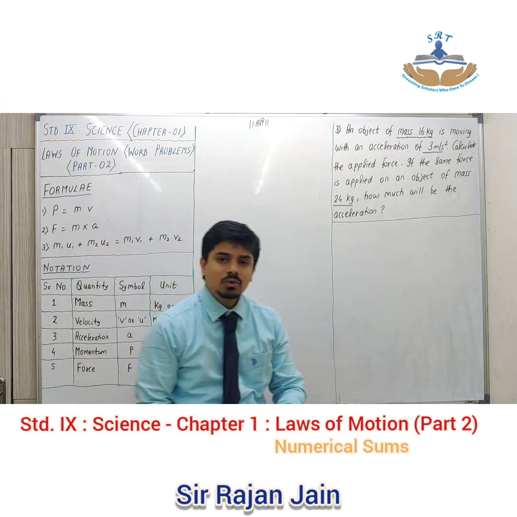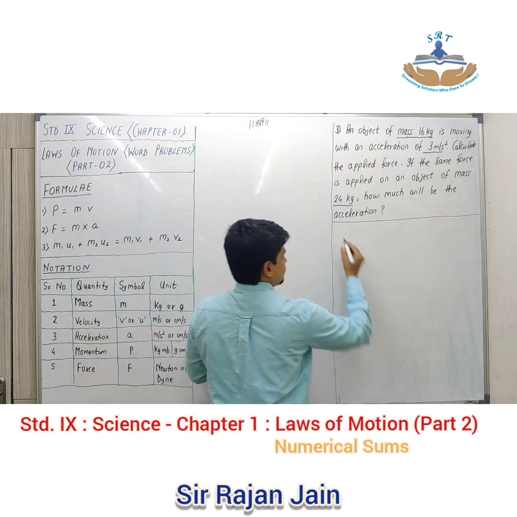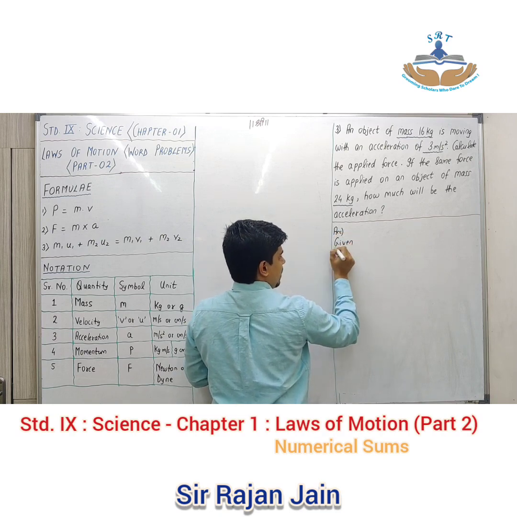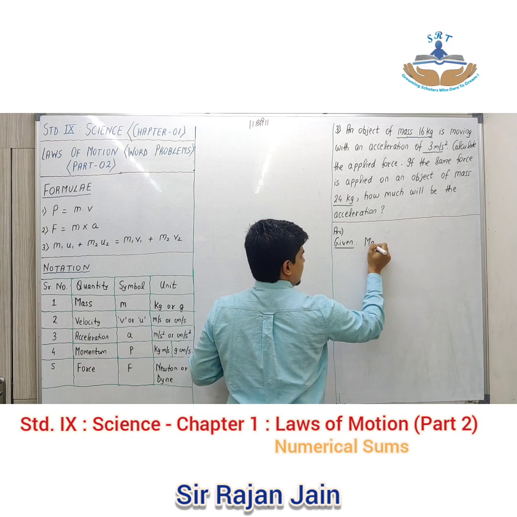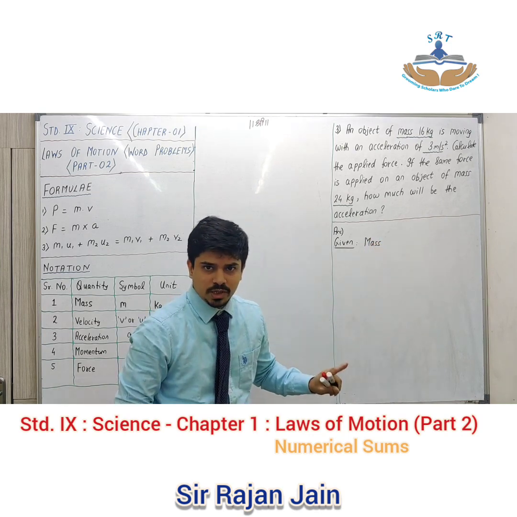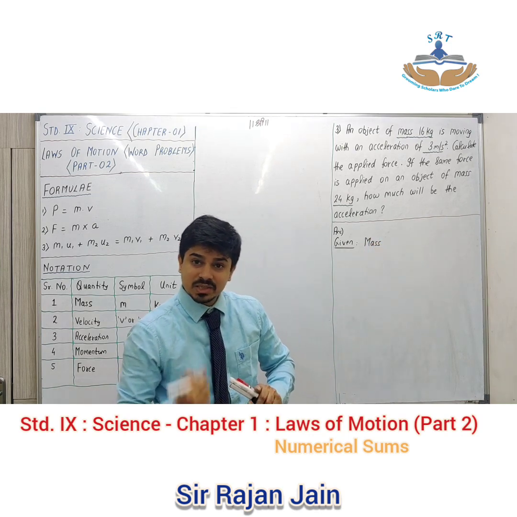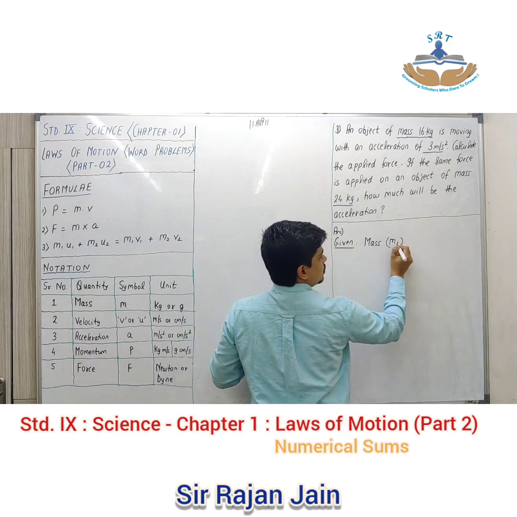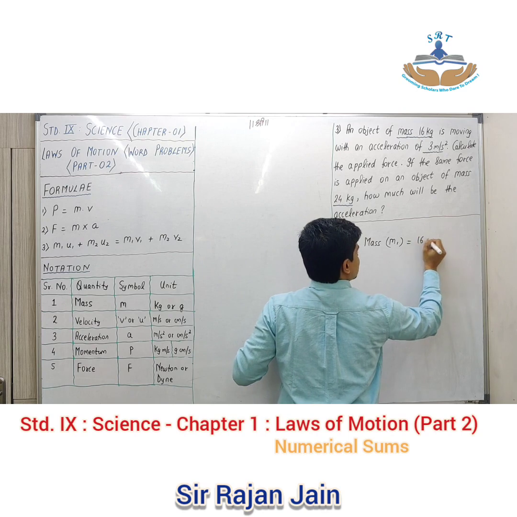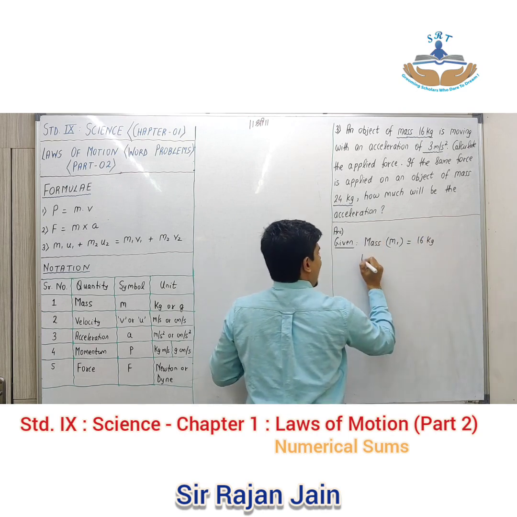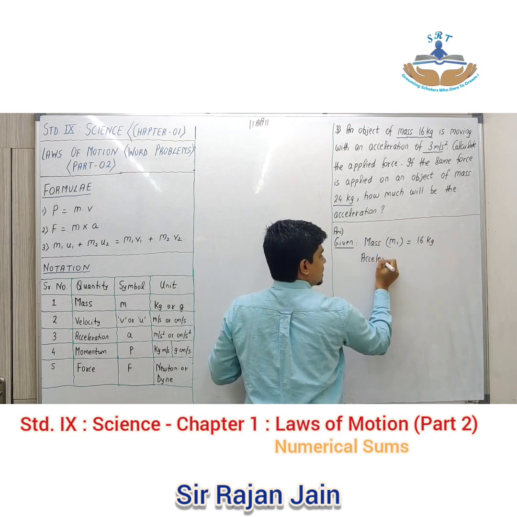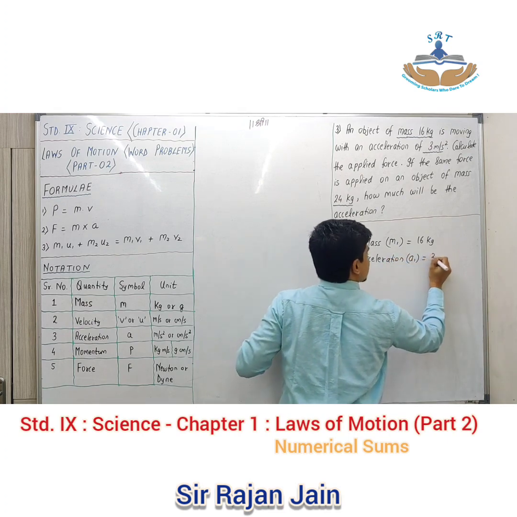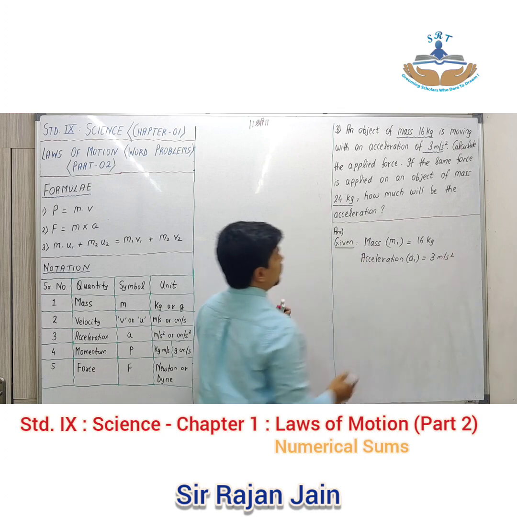Okay, now let's see how to write the given data over here. I'll say given, underline it, mass. Now since there are two objects over here, I have to make use of suffix 1 and suffix 2. So for the first object, I am making use of suffix 1. Mass is 16 kg, moving with an acceleration. This is acceleration of the first object. So I write A1 is 3 meter per second square.